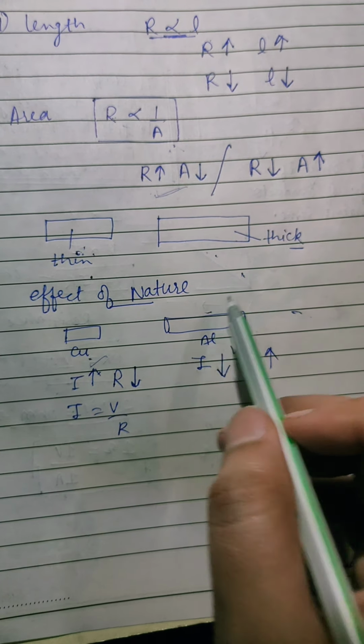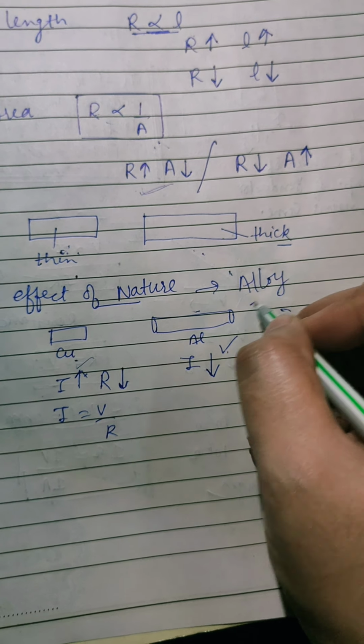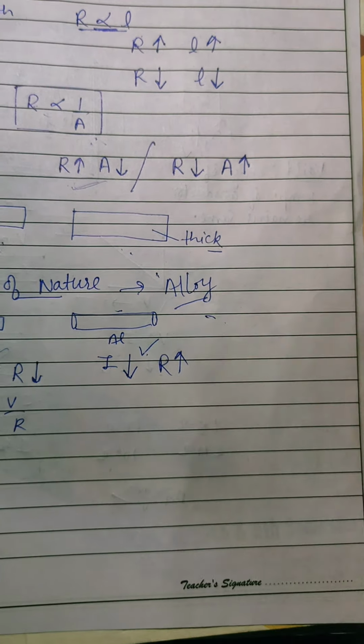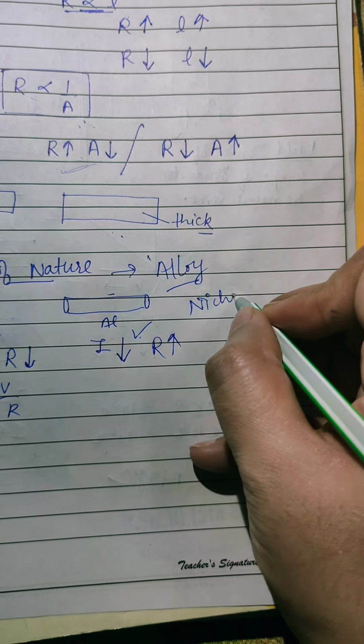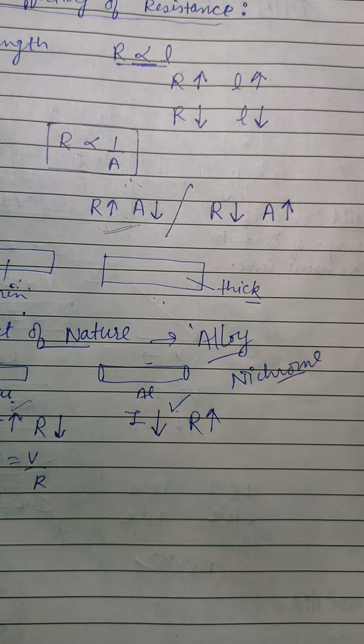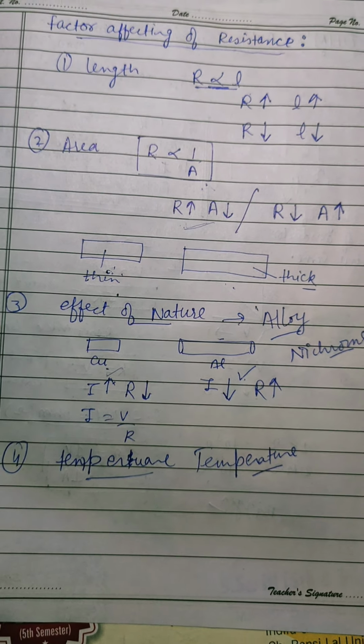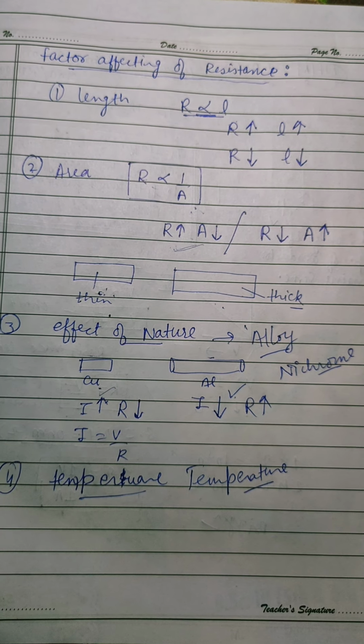So that is the effect of nature, and we can also use an alloy, that is a mixture of metals and non-metals. Mainly we use nichrome, which is a combination of nickel, chromium, manganese and iron. Another factor is temperature. If the temperature of a conductor is increased, then the resistance also increases.